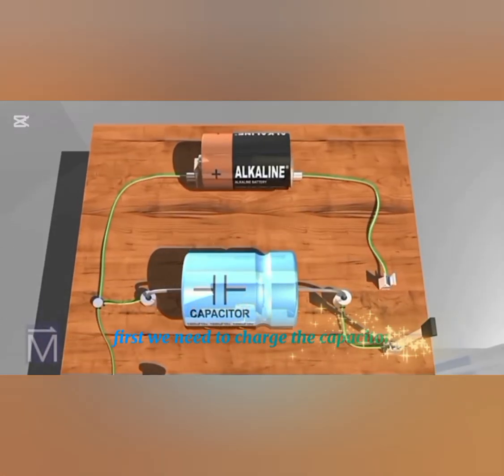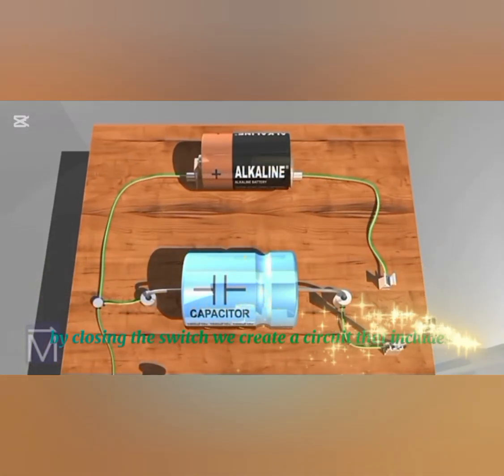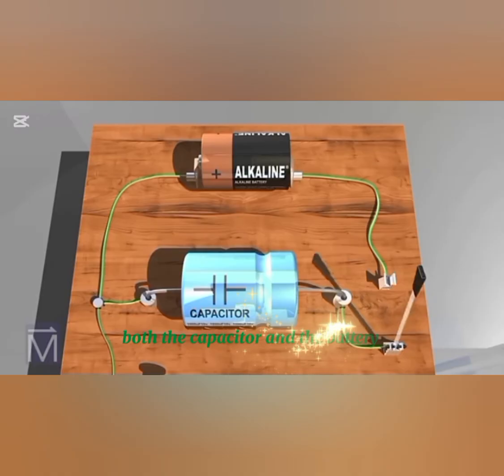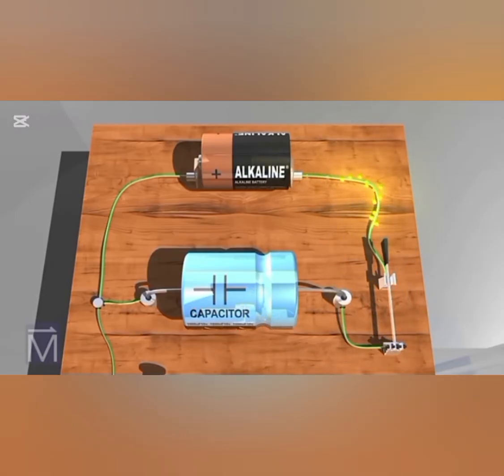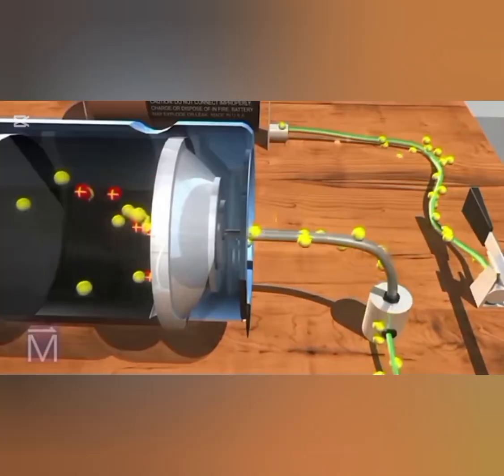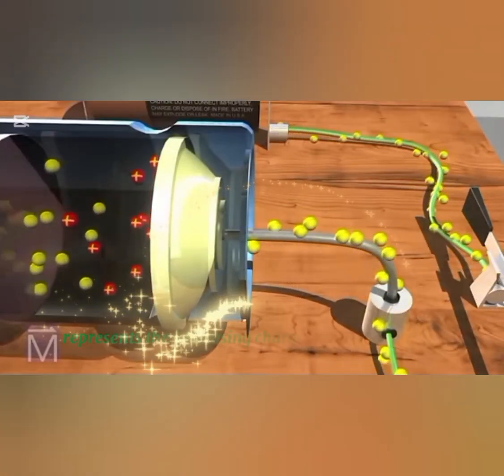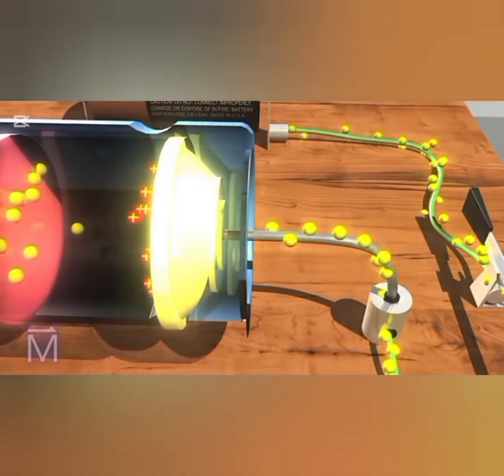First we need to charge a capacitor. By closing the switch, we create a circuit that includes both the capacitor and the battery. Electrons flow from the battery to the capacitor where they are stored. Here, a yellow glow represents the increasing charge held by the plate.